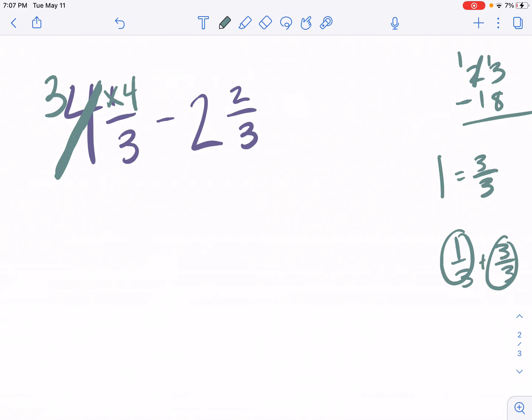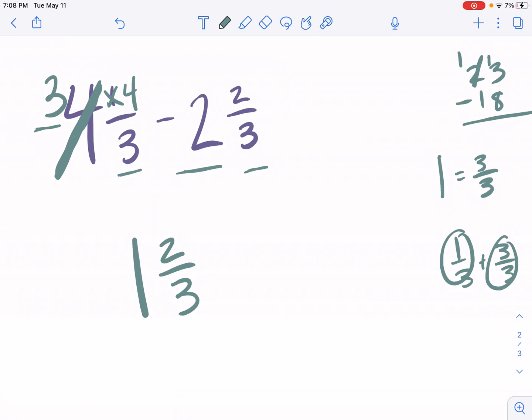Now I can actually subtract. So I can just look at my whole numbers. I have 3 and 2. If I subtract 3 minus 2, I get 1. And if I subtract 4/3 minus 2/3, I get 2/3. Because remember, I keep the denominator the same. And then I say 4 minus 2, which is 2.